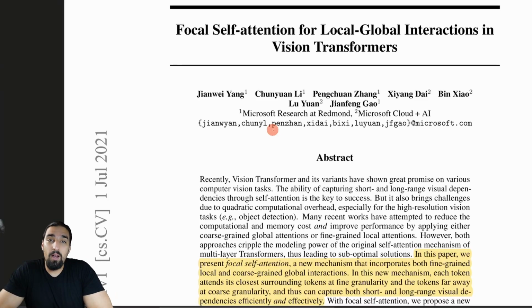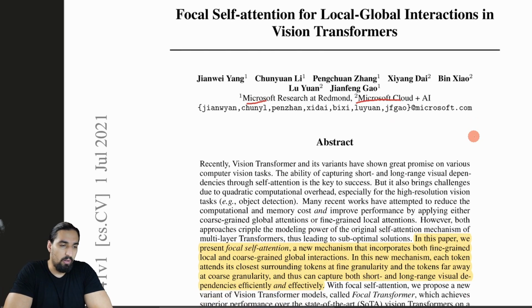What's up? In this video I'm covering Focal Self-Attention for Local-Global Interactions in Vision Transformers by the Microsoft Research and Microsoft Cloud and AI teams. They basically introduced a novel layer called focal self-attention, and a novel model called Focal Transformer. Let's see what it's all about.